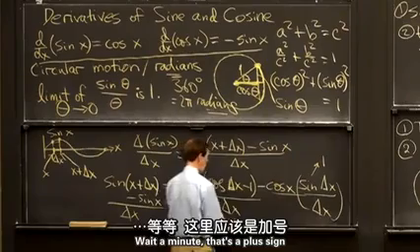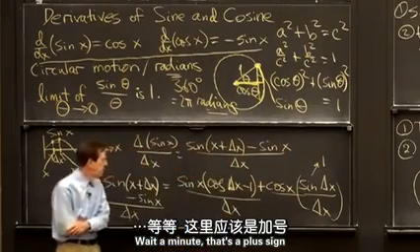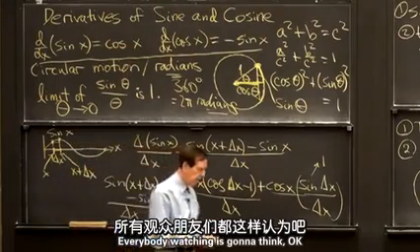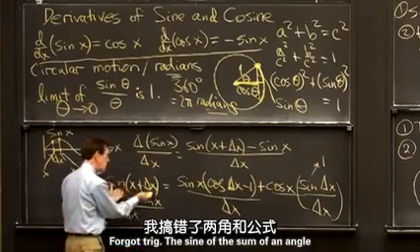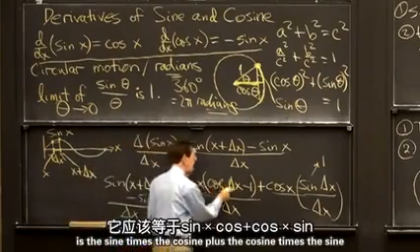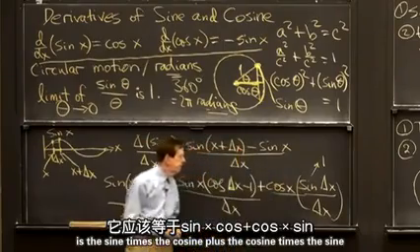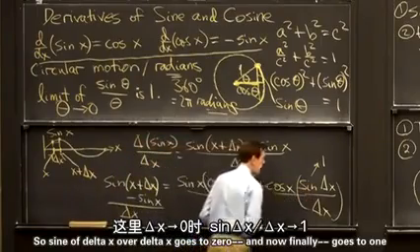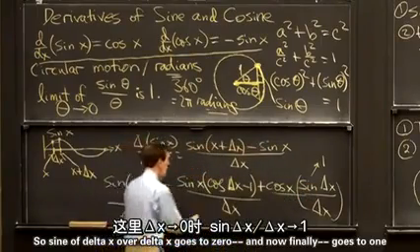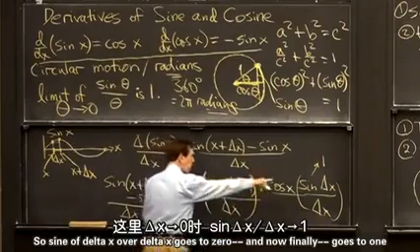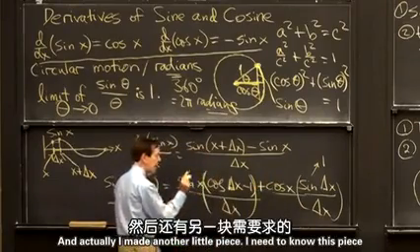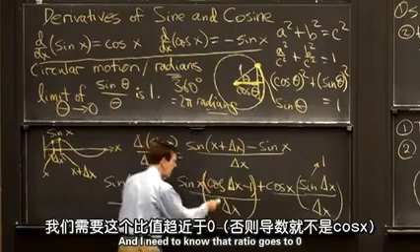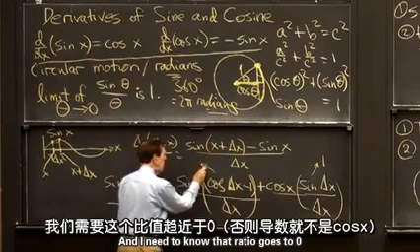Wait a minute. That's a plus sign. Everybody watching is going to think, okay, forgot trig. Right. The sine of the sum of an angle is the sine times the cosine plus the cosine times the sine. Sorry about that one, too. Okay, so the cosine delta x minus 1 over delta x goes to 0. And now, finally, this goes to 1. And actually, I need another little piece. I need to know this piece, and I need to know that that ratio goes to 0.